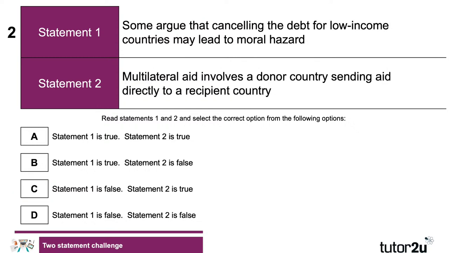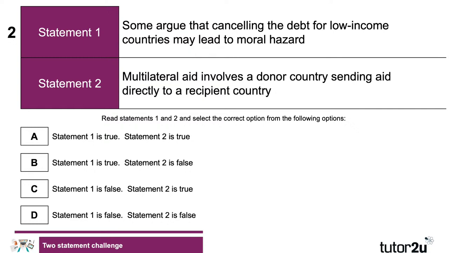Let's look at the second combination of statements. Statement one, some argue that cutting debt for low-income countries may lead to moral hazard. And statement two, multilateral aid involves a donor country sending aid directly to a recipient country. What do we reckon on this statement question number two? Take a moment, post your answer in chat. Two statements there, which is true, which is false, which combination? What do we think on this one?